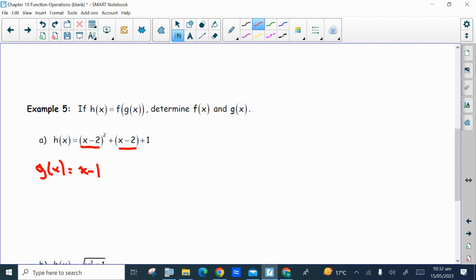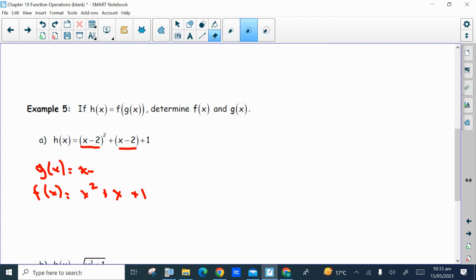And if that is embedded into f to give us h, we could say that f at x is x squared plus x plus 1. If you take g and you embed it into f, you'll get h. I'm sorry, I wrote x minus 1 there. I should have written x minus 2. Apologize for that. Because that's what is repeating there. So again, this basically is just done by inspection.